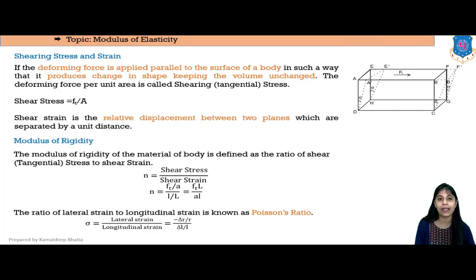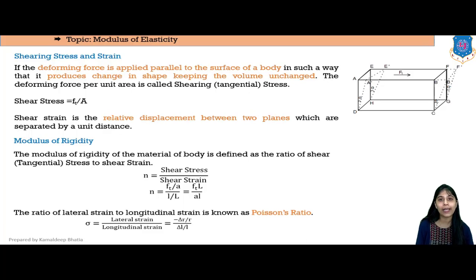So as shown in this diagram, consider a solid rectangular cube fixed at the lower surface DCGH. A tangential force is applied along the direction shown in the figure. Due to this force, a couple is produced by an equal and opposite force coming into play on the lower fixed face DCGH. As a result of this couple, the layers of the body between two parallel faces ABFE and DCGH slide over each other, producing a shift on the top surface ABFE relative to the bottom face DCGH.